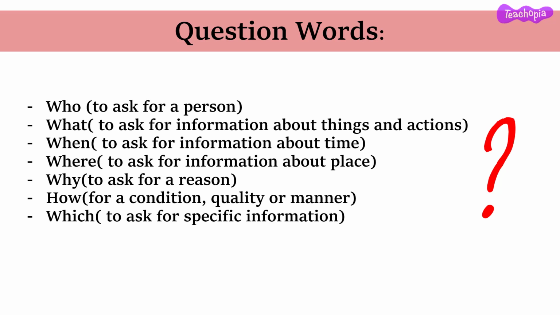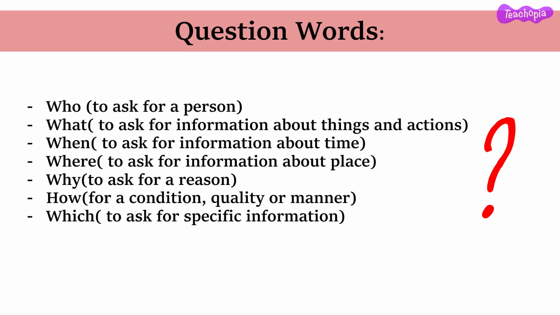We see words like who, what, when, where, why, how, and which. Now, when do we use the question word who? We use it to ask for a person. The question word what is used to ask for information about things and actions. When is used to ask for information about time. Now, the question word where is used to ask for information about a place.